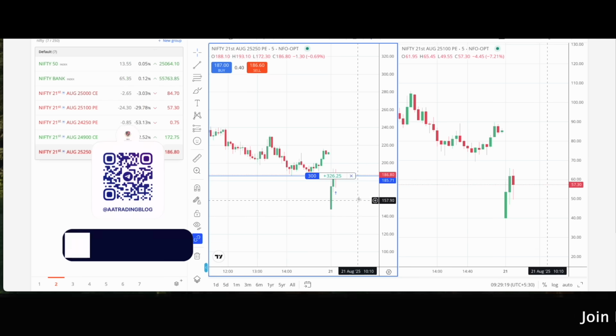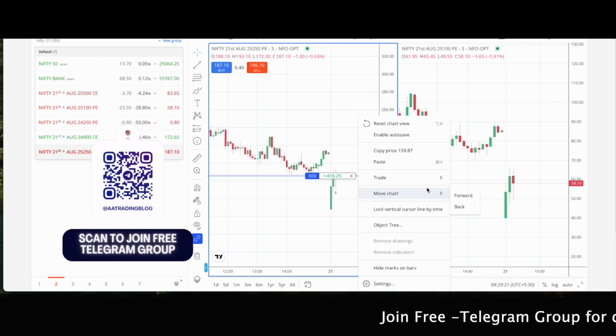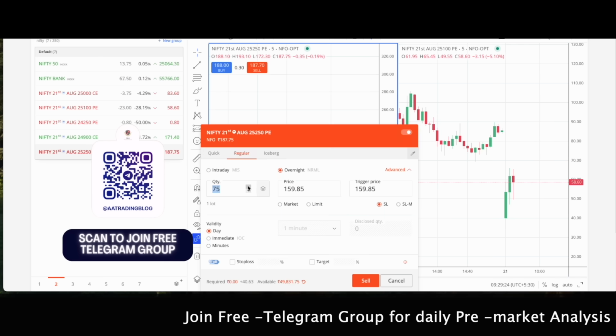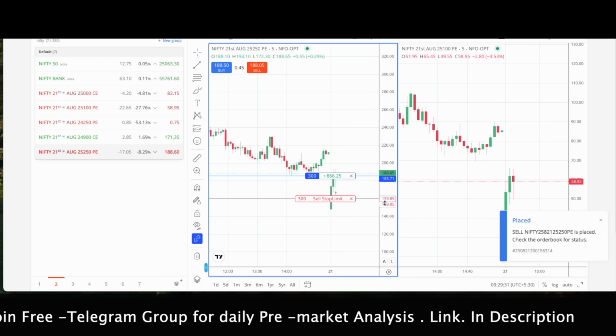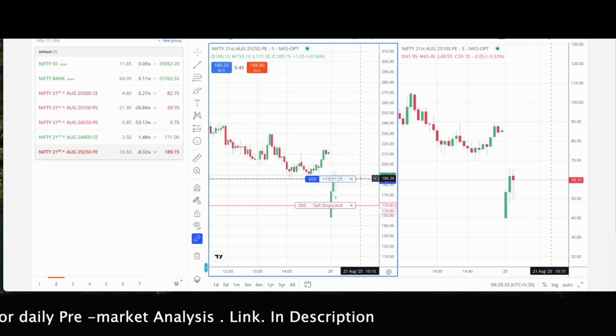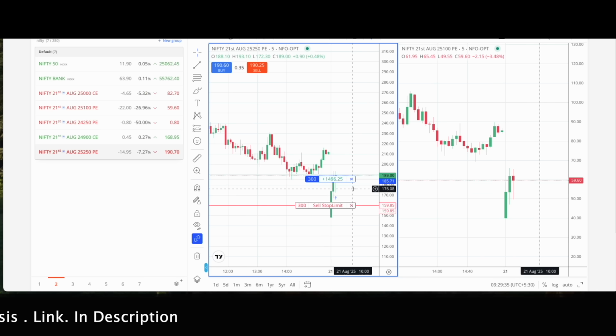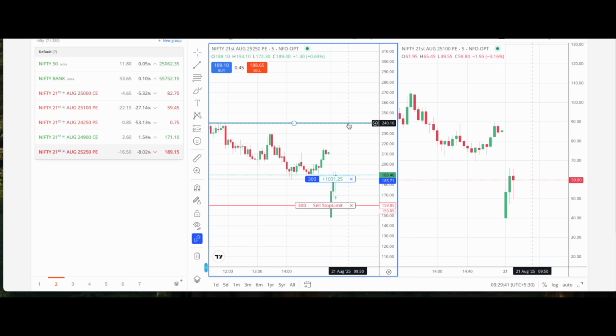Now my stop loss for this trade will be near this zone. What price level? Near 160. So I place the stop loss. I place the entry. I'm a little bit tired also. I got a bit late. Target will be the 240 zone.